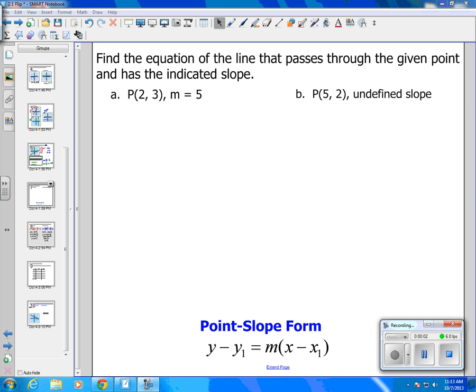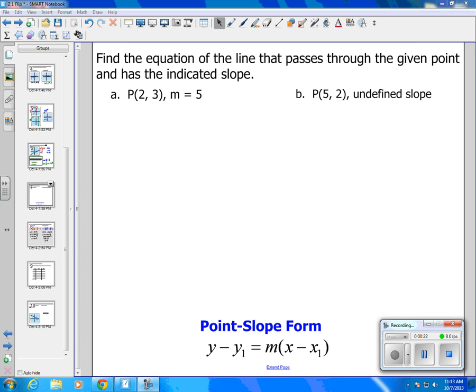The second portion of 2.1 deals with writing equations of lines. Now you can see in each of these problems here, we are given a point and a slope. And what we want to do is write an equation, and we're going to put it in slope-intercept form, unless it's otherwise specified. But in this case, again, we're given a point and a slope.